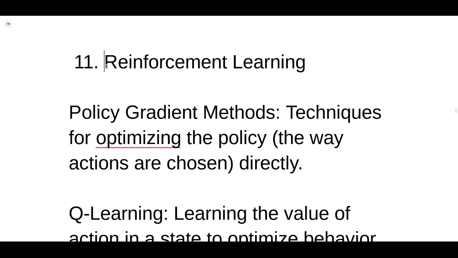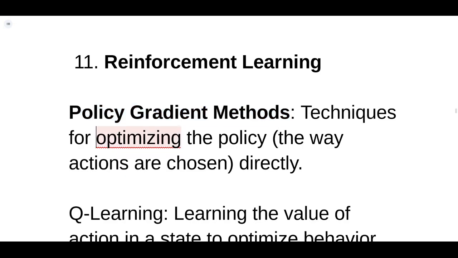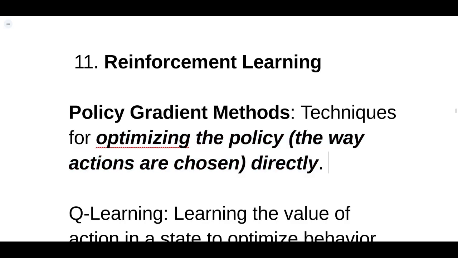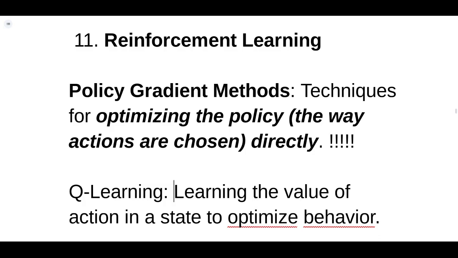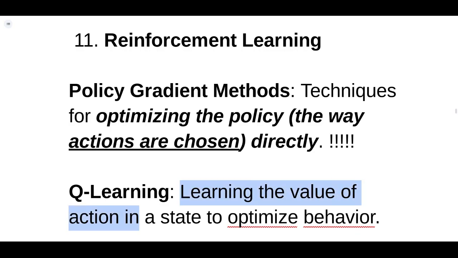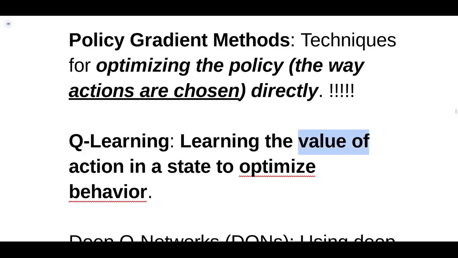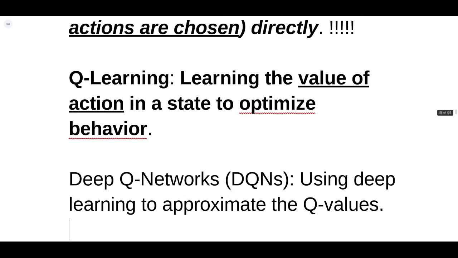Then comes reinforcement learning, policy gradient methods. So techniques for optimizing the policy, the way actions are chosen directly. Very, very important. Then comes Q learning, learning the value of action in a state to optimize behavior. So it is learning the value of action in a particular state.